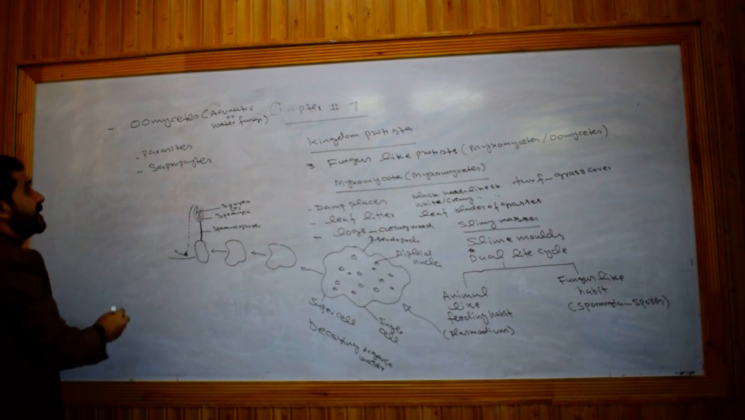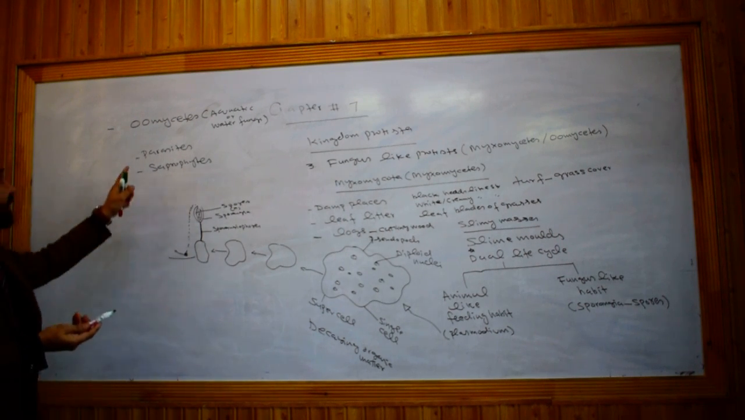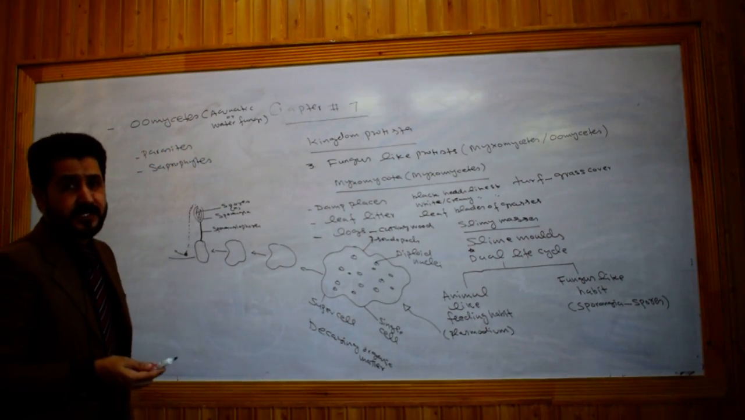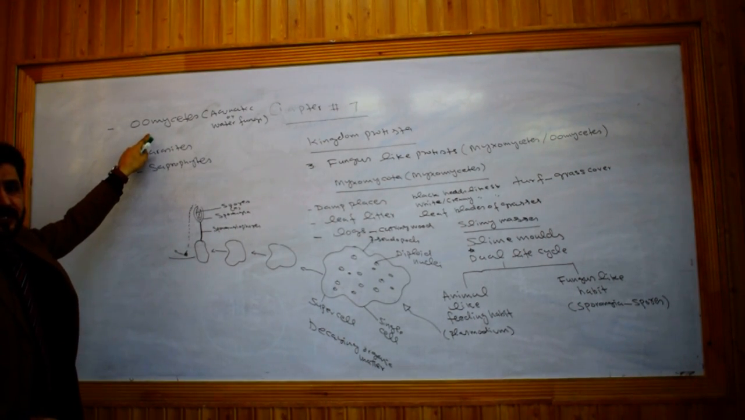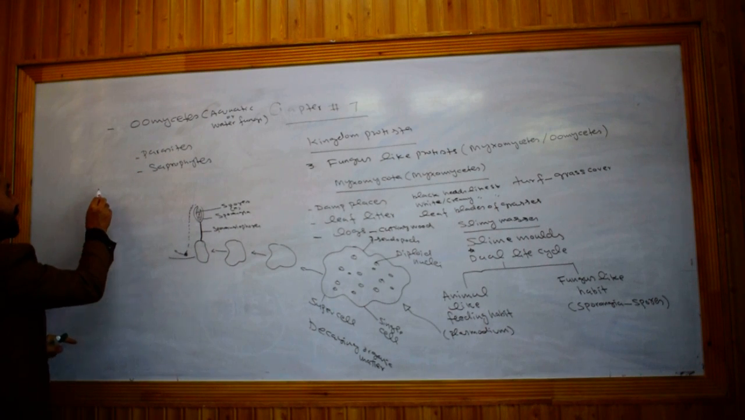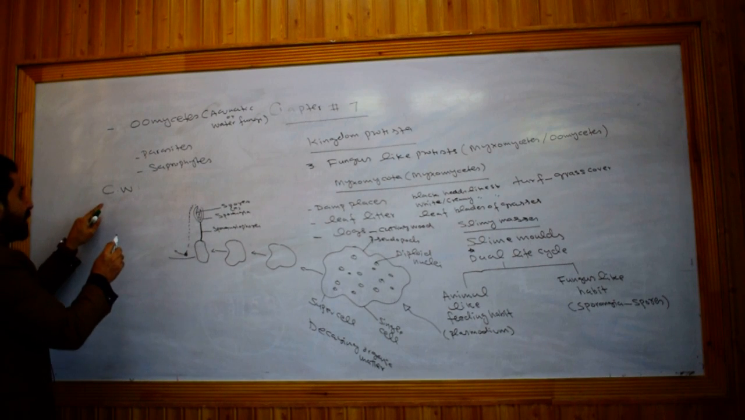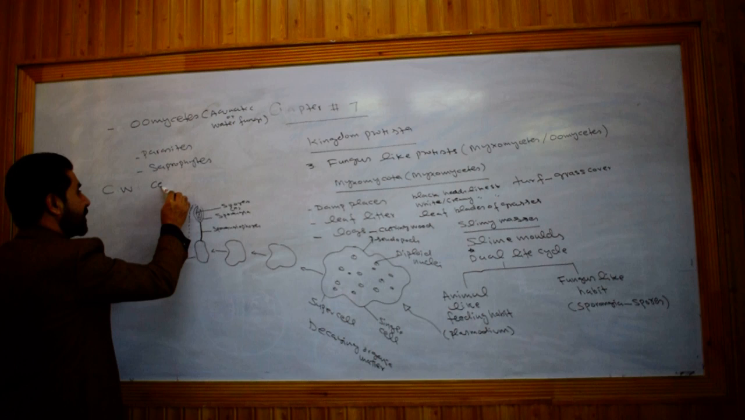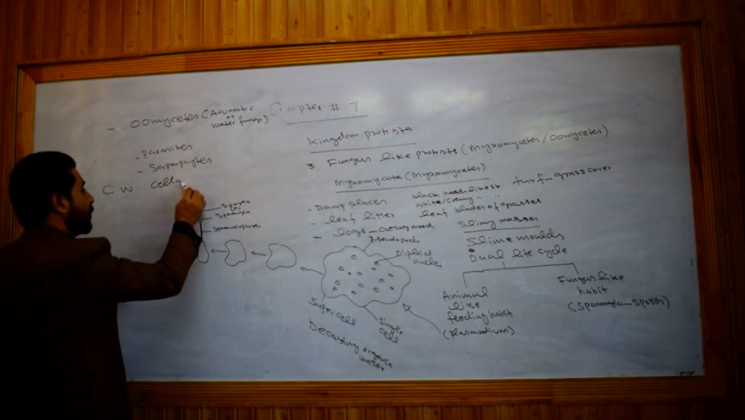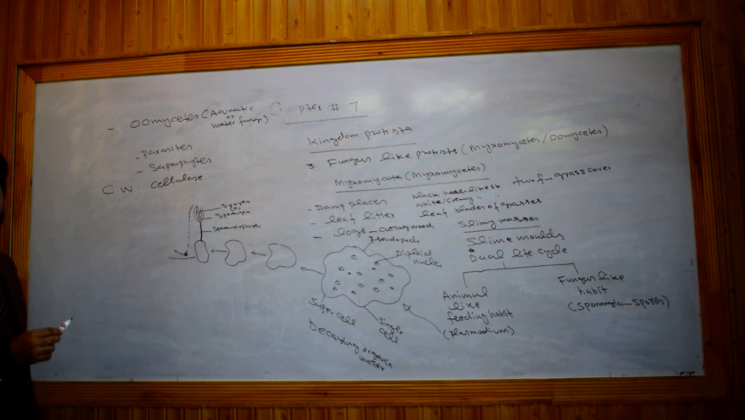There are certain similarities and differences between the oomycetes and the true fungi. One of the similarities between oomycetes and the true fungi is that both possess a cell wall. But the difference is that in oomycetes, the cell wall chemical composition consists of what? Cellulose instead of what? Chitin, which is present in the cell wall of true fungi.